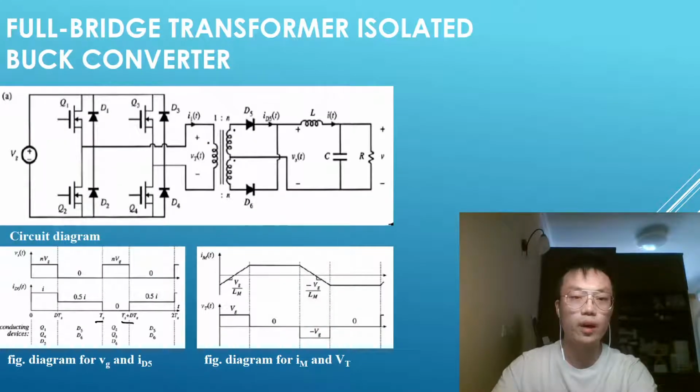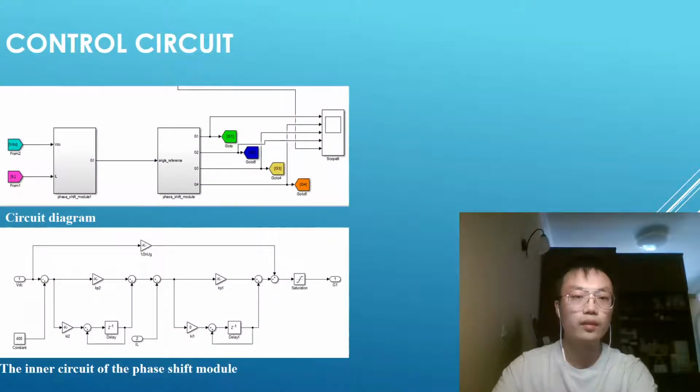This is a circuit diagram of the full-bridge transformer isolated buck converter. The operation status could be divided into 4 stages, depending on the status of diagonal switches on or off. Through the switching status of the switches, the input voltage can be transferred to the output. This is a circuit diagram of the control circuit. The values of Kp1, Ki1, Kp2, Ki2 need to be set in the inner circuit of the phase shift module.